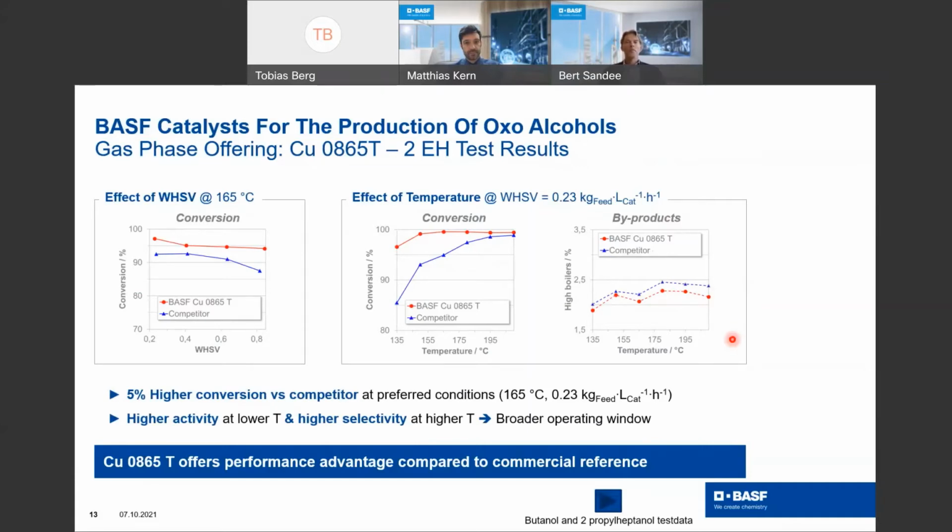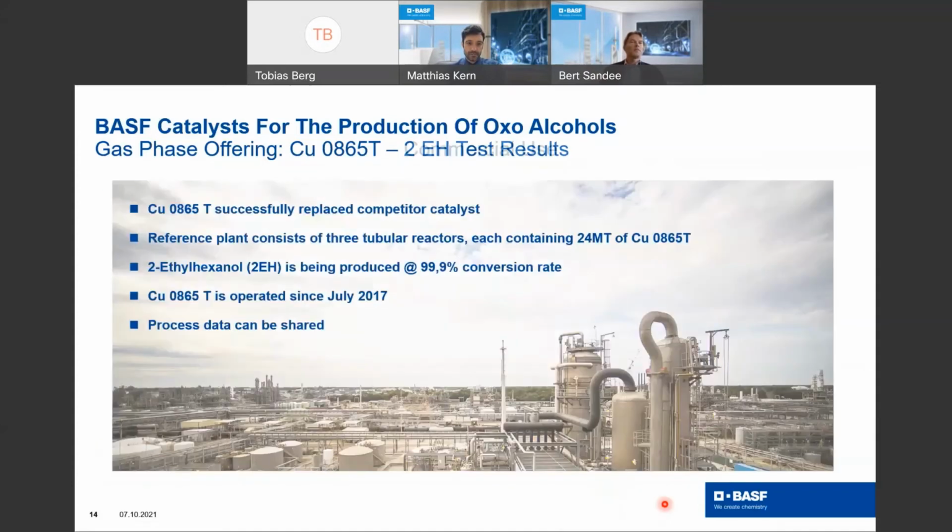In addition, we also have testing data on butanol and 2-propyl heptanol, but that is beyond the scope today. So we are proudly presenting here our first commercial reference since 2017. There are more since then, but this one here we are also allowed to share significant process data. We'll go into much detail today in the presentation.